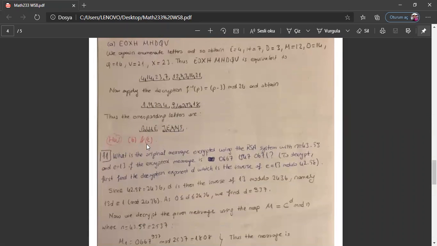So for 1, we have B, because we set A equals 0. Remember that. And for 11, we have L. So the exact message, the message which is decrypted, is blue jeans. B and C are homework for you.